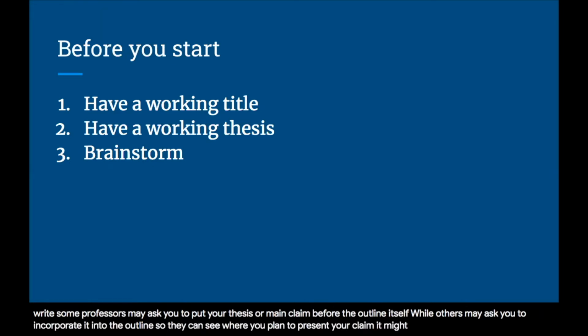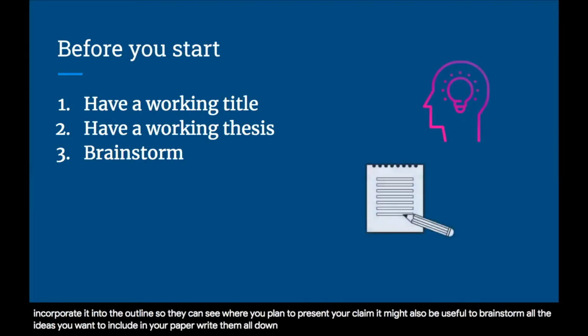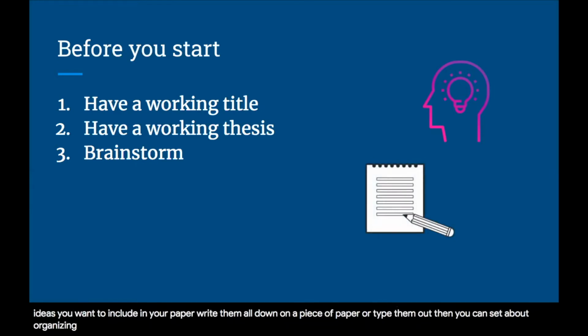It might also be useful to brainstorm all the ideas you want to include in your paper. Write them all down on a piece of paper or type them out, then you can set about organizing them. An outline gives you a way to order the information in a series of subsections that become more specific as you get to deeper levels of that outline.